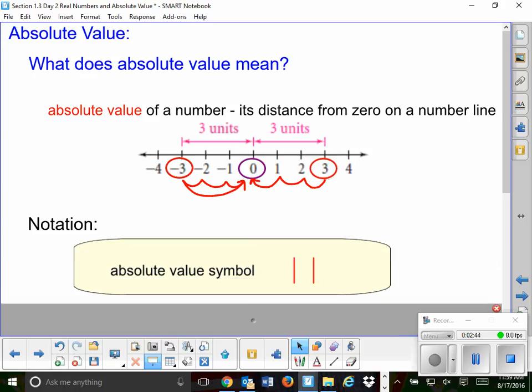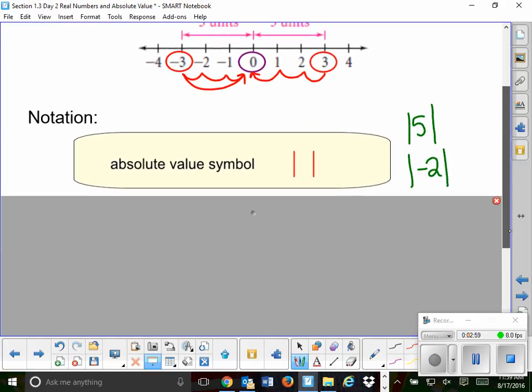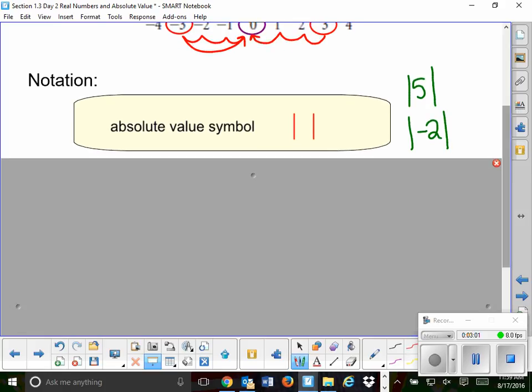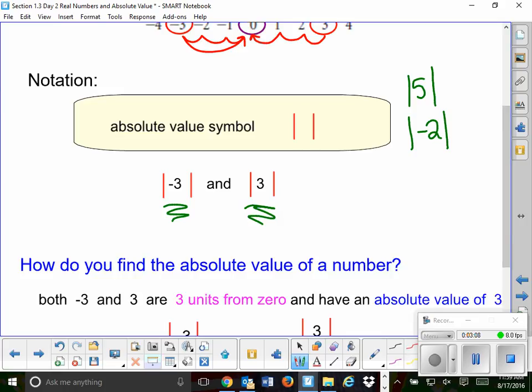The notation for absolute value is 2 lines. So if I was doing an example, what's the absolute value of 5? Or what's the absolute value of -2? So those 2 lines are what that notation is. That's the symbols for it. And I had these 2 examples right here. Absolute value of -3 and 3.